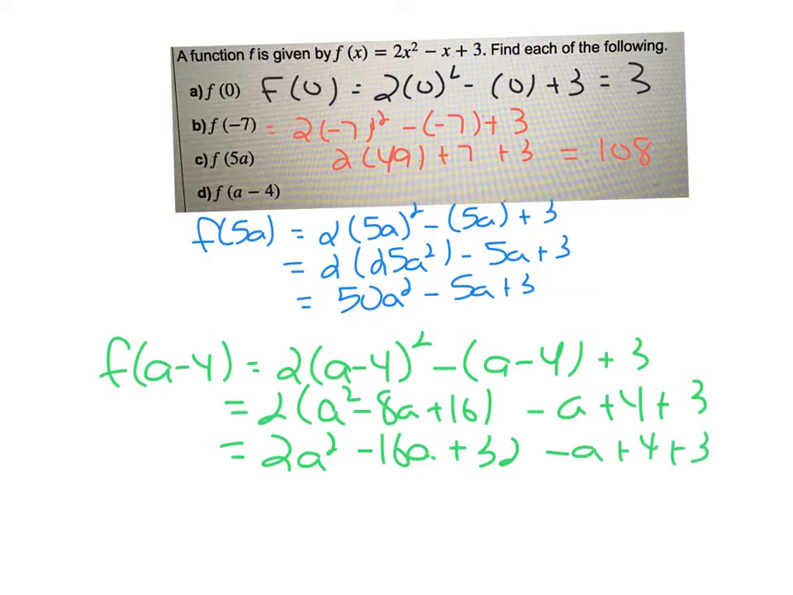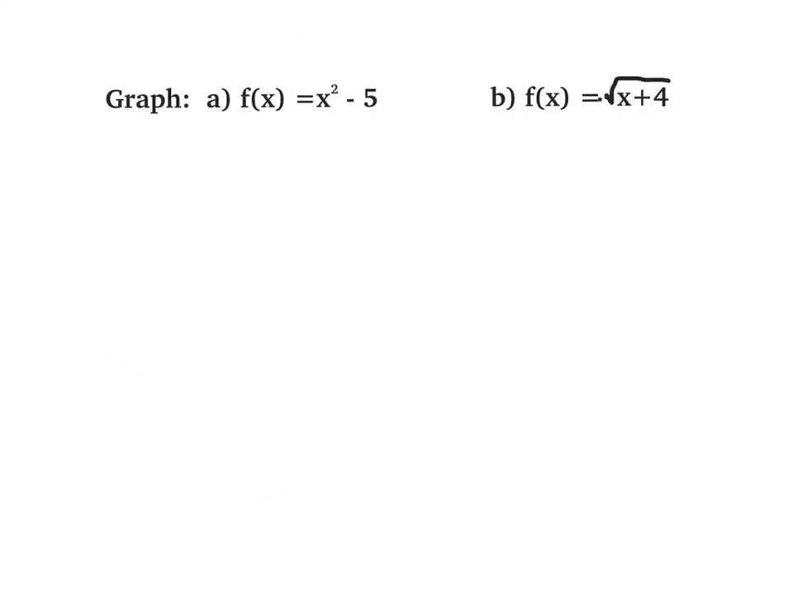And to finish up, I'm just going to add my like terms. The 2a squared stays. I have a -16a and a -a. That's -17a. And then add your 32 and your 4 and your 3, and you will get 39. And that's your value. So all you do when you see that notation is you plug the numbers in for x and then work it as far as you can.